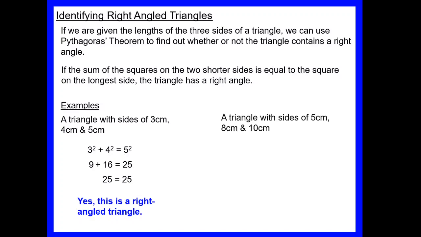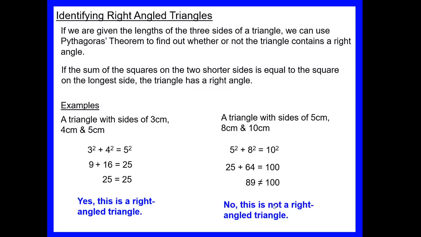Let's have a look at another one. So this time we've got a triangle with sides 5, 8 and 10. Again, we've got to remember the 2 smaller numbers are A and B. The largest number is C. So we're going to put that into Pythagoras' theorem. 5 squared plus 8 squared equals 10 squared. Well, 5 squared is 25, 8 squared is 64, and 10 squared is 100. And if we do 25 plus the 64, 89 is not equal to 100. So no, it's not a right-angled triangle.